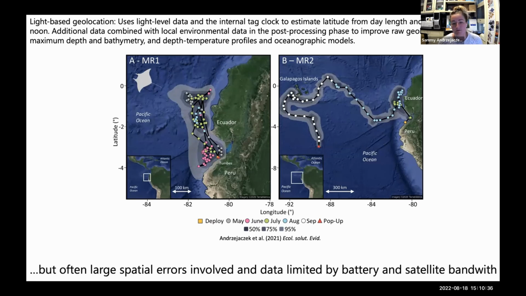And the other issue as well is we're really limited by battery in these instances. So we're limited by transmission of the data back to the satellite, and then how long that tag can actually be attached to an animal.